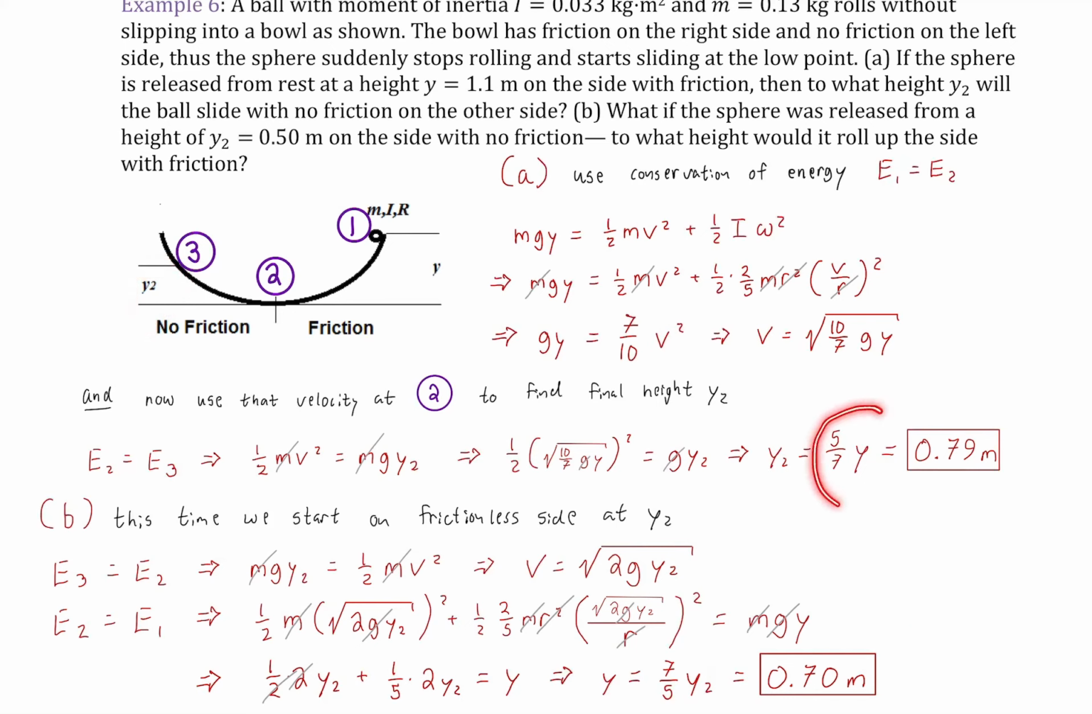But the thing that's besides numbers, just symbolically, we can clearly see that if we release it from the side of friction, then it gets up on the frictionless side to 5/7 its release height. If we release it from the frictionless side, it will roll up on the side with friction to a height that is 7/5 its release height. It will actually go higher than it started. And that seems impossible. How can you have something roll and roll up to a higher point than it started?